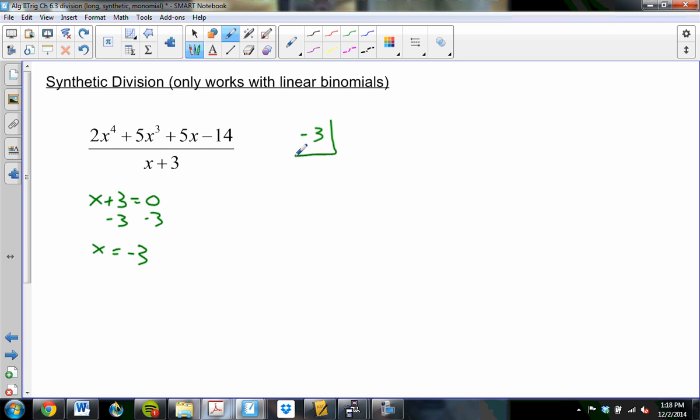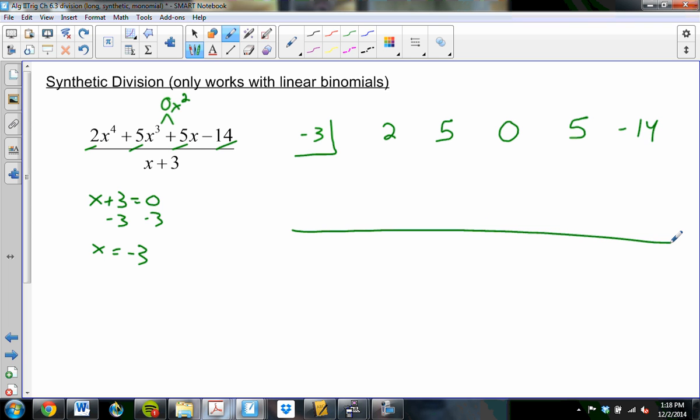And out to the side, I'm going to write all of these coefficients. I have a 2 for my x to the 4th. I have a 5 for x to the 3rd. I have a 0 for x squared. Please remember, you've got to keep all of these powers accounted for. 0x squared plus 5x minus 14. I just write out all the coefficients and I make this little chart. And this is the synthetic division process. It's much faster than long division.